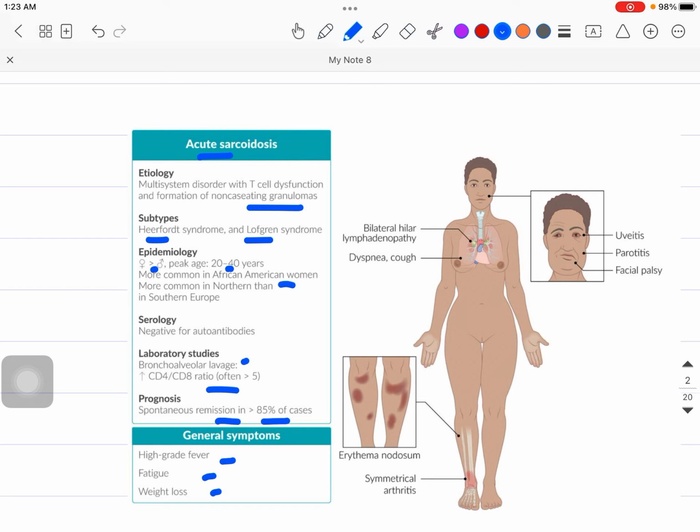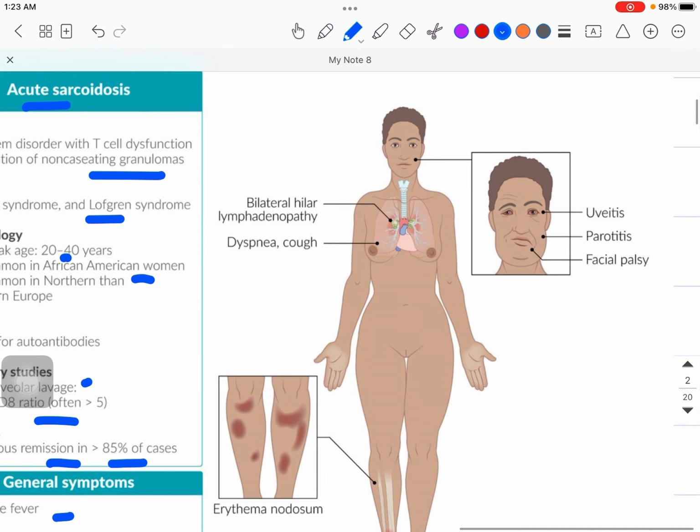Okay, other than TB there can be other diagnoses as well. Now here you can see, if that particular granuloma is depositing in the lungs, it can show you bilateral hilar lymphadenopathy. I will show you the X-ray as well, how it looks. That's why I told you the importance of X-ray in sarcoidosis. It might show symptoms like dyspnea, cough, respiratory difficulty and all. It can actually cause that.